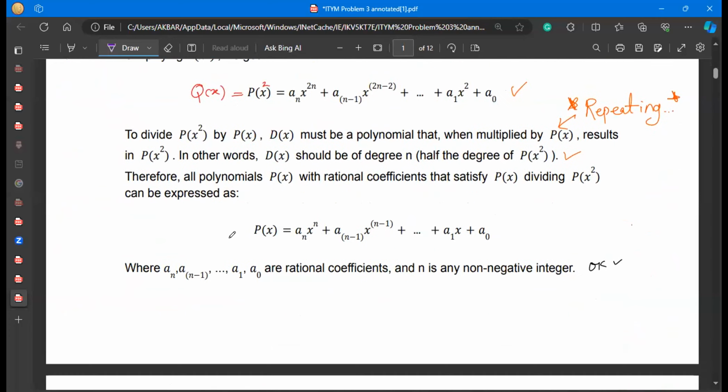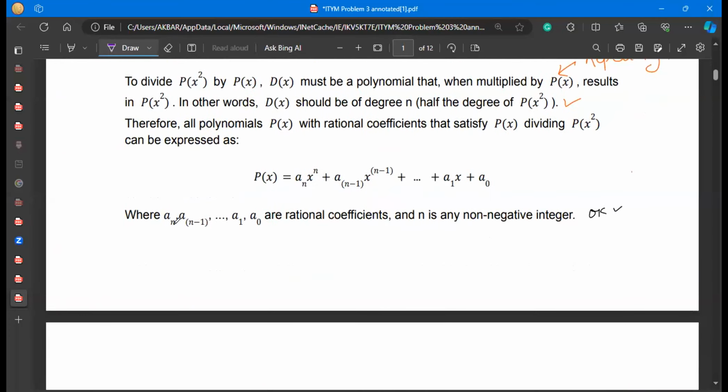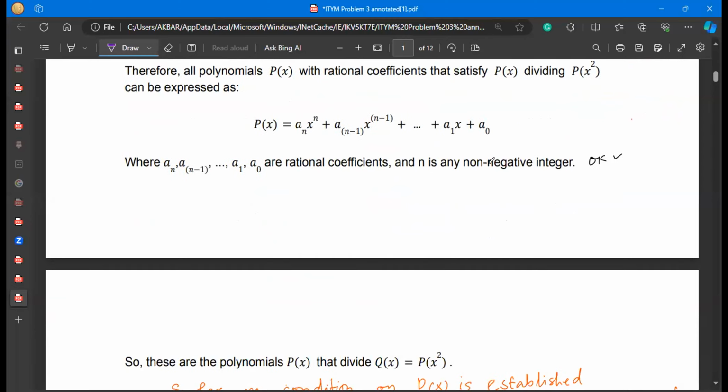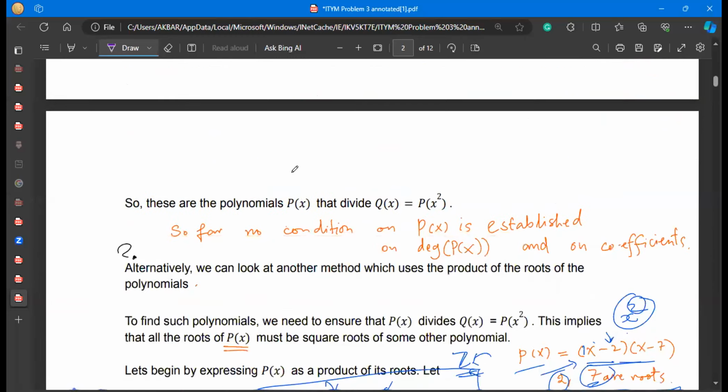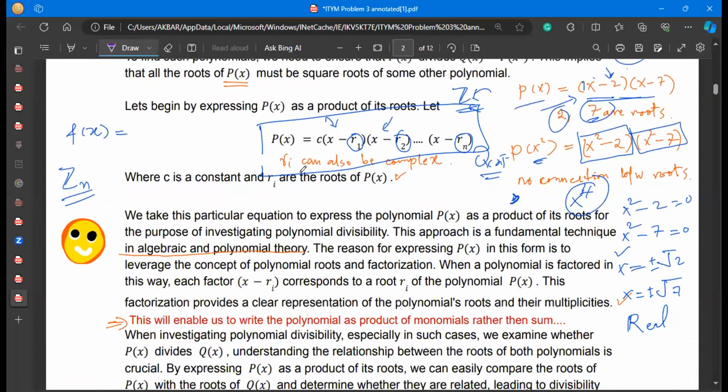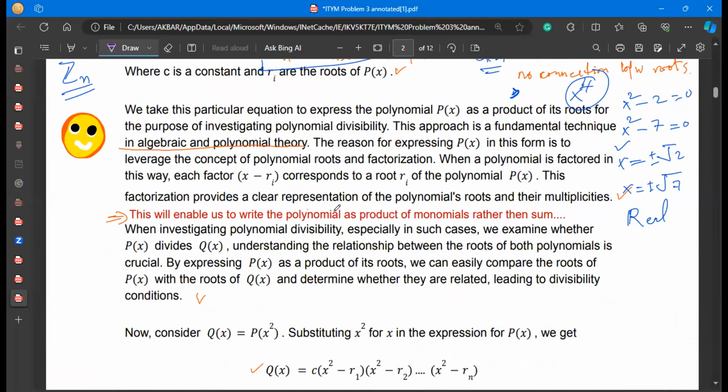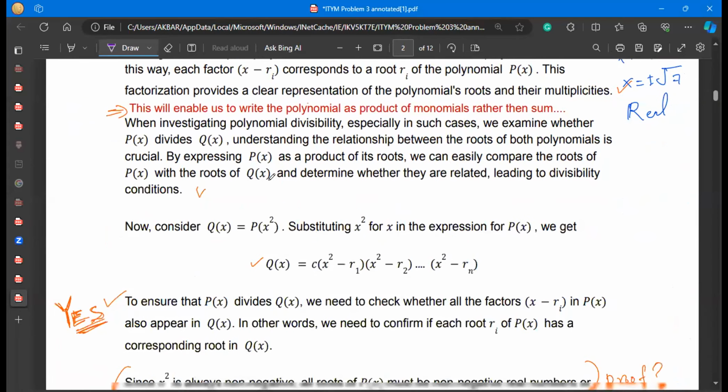Again you are repeating the same polynomial: a n, a1, a0 are rational, and n is a non-negative integer. This information should have been on top when you define p of x, but that is fine. But look at this thing at the end. It is good that you try to express the polynomial in terms of its roots, because the above expression is giving us the privilege to write it as a sum of monomials.